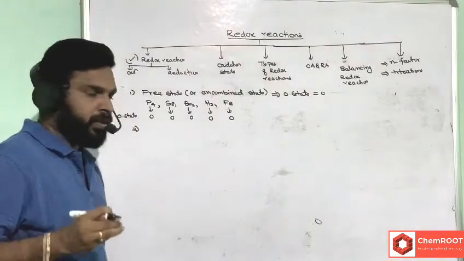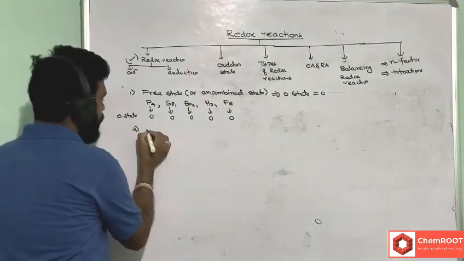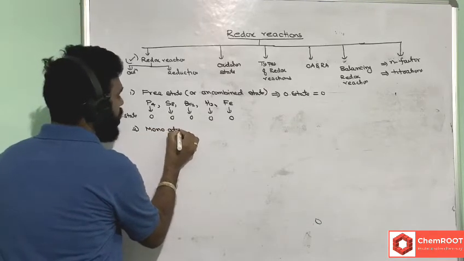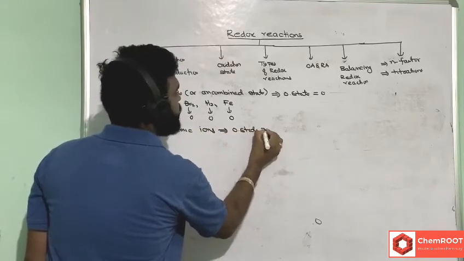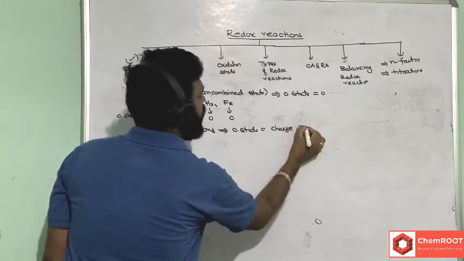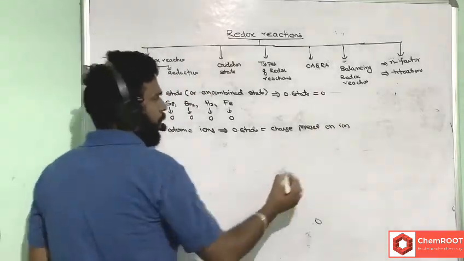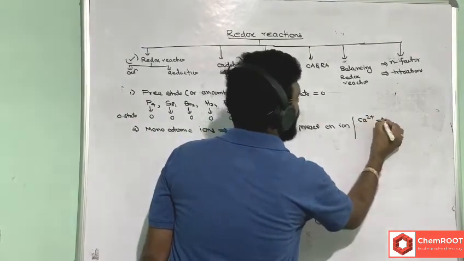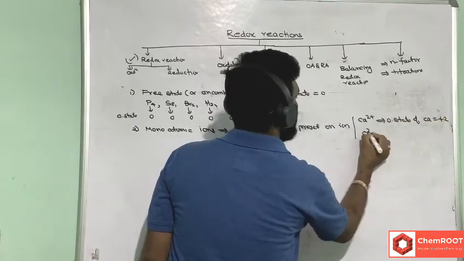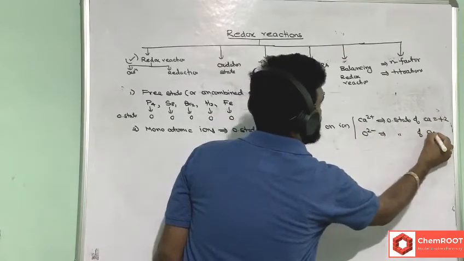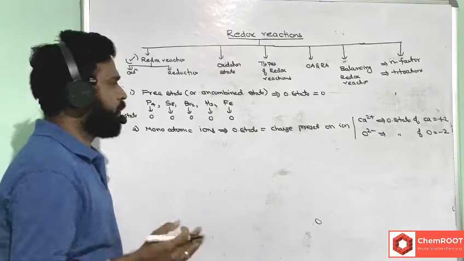Next, we come to ions. In the case of monoatomic ions, the oxidation state equals the charge present on the ion. Suppose we have Ca2+, then the oxidation state of calcium will be +2, and for O2-, the oxidation state of oxygen will be -2. So for monoatomic ions, the charge on the ion is equal to the oxidation state.